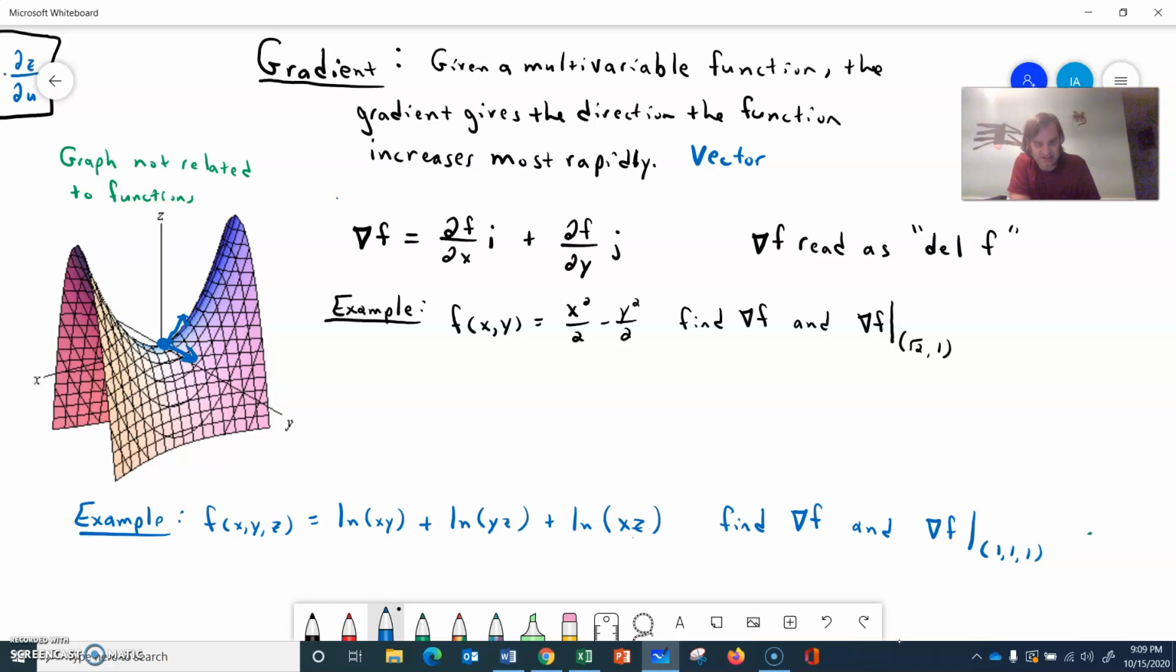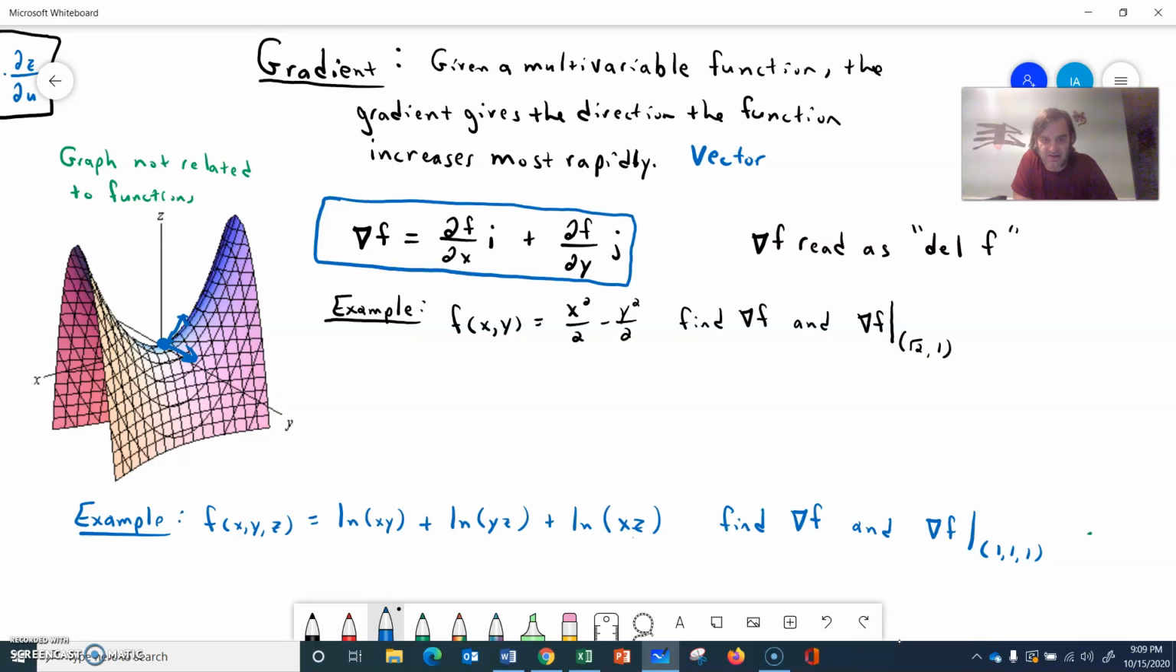It looks like an upside down delta. It's pronounced del. It's not a real letter or anything. It's just a made up symbol. But del f equals the partial of f with respect to x, and that's put into an i component. So here we have the vectors, plus the partial of f with respect to y, and that's put in a j component. So that is for two inputs, one output.